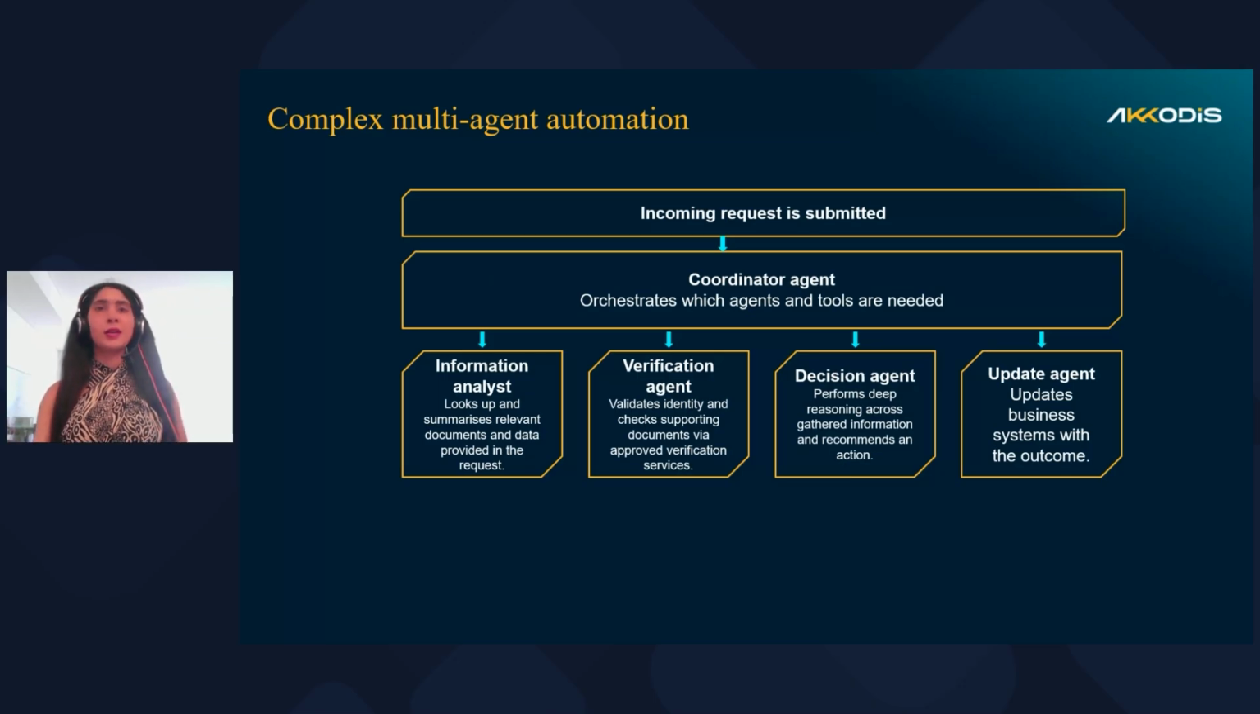So maybe that could go to an information analyst agent. So it can review any documents, find the data related to the request. It then might go to a verification agent that could maybe do some checks and verify the customer or the person's information. Decision agent, one that can now take all the information that it's got and recommend an action. Then you could also have one that can actually do some updates to your business system. You could very well put it all in the one agent, but you may also find it easier to manage if you've got specialized agents set up, and then you can connect them all.